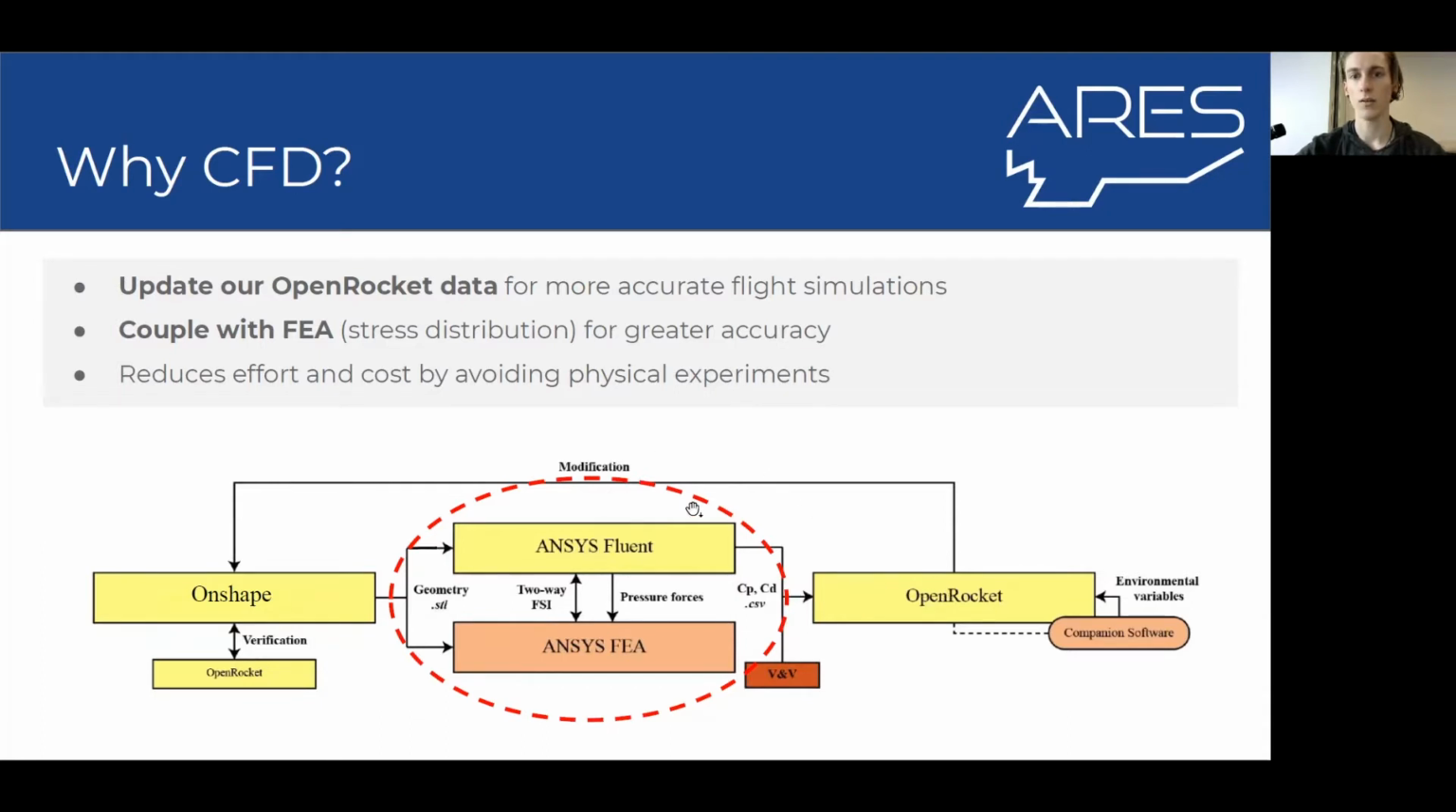And we can actually feed in our really accurate CFD information into OpenRocket and then simulate our flights using that updated accurate information. So we might take the CP and CD, which is the center of pressure and drag, put them into OpenRocket, and that'll allow us to get more accurate simulations out of OpenRocket.